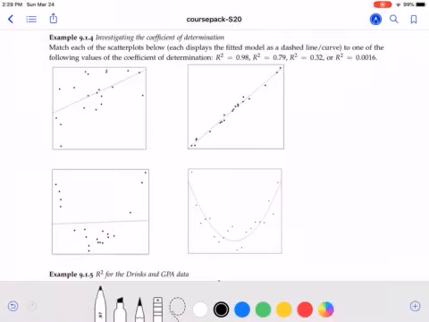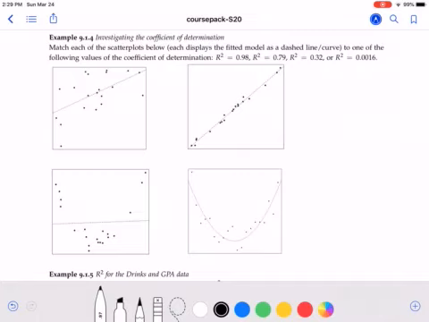We now have the concept of coefficient of determination, which is called R squared. And this is going to tell us what percentage or proportion of the variability in our data is explained by our model. So it's always between 0 and 1, with values closer to 1 meaning that the model explains the data well, and values closer to 0 meaning a poorer explanation.